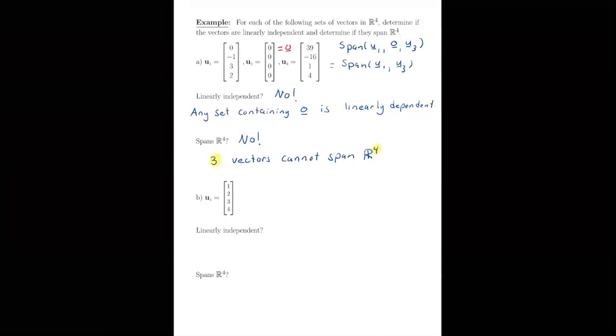Okay, so the next question here. So here we have a single vector. And again, we're going to ask the same thing. Is it linearly independent? And the answer is yes. And the reason that we know this is that any vector which is not 0, so any non-zero vector, is linearly independent.